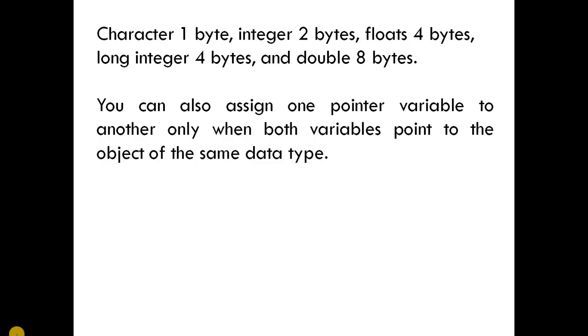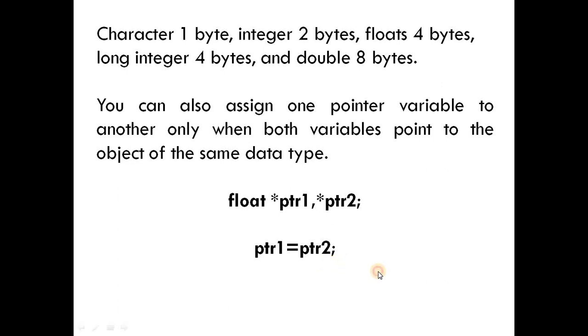You can also assign one pointer variable to another only when both variables point to objects of the same data type. Here we have taken two pointer variables, ptr1 and ptr2. Both are pointer variables and both are going to point to float data type. So in this case we can do ptr1 equal to ptr2 because both are of the same data type. If ptr1 is integer and ptr2 is float, we cannot use this assignment operator.